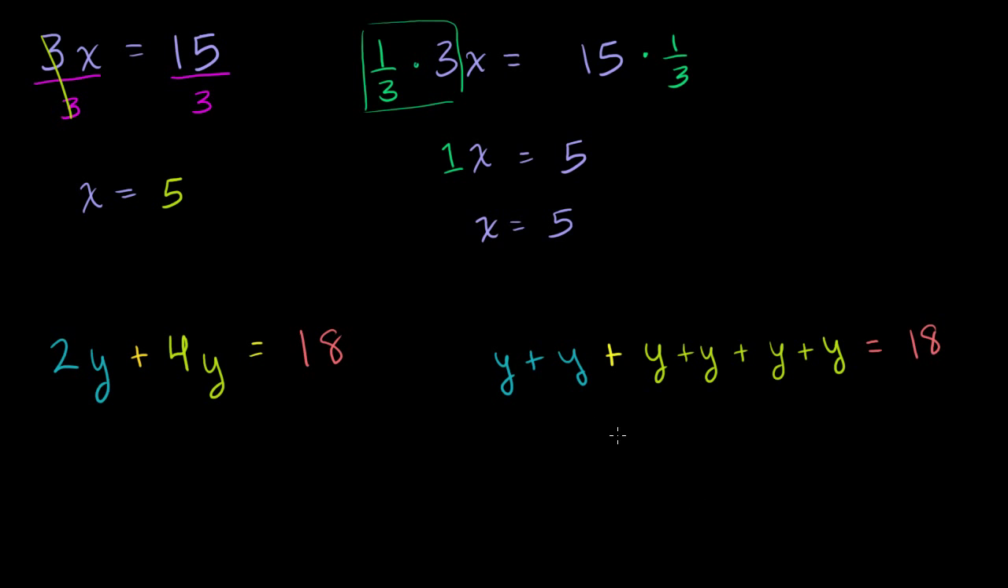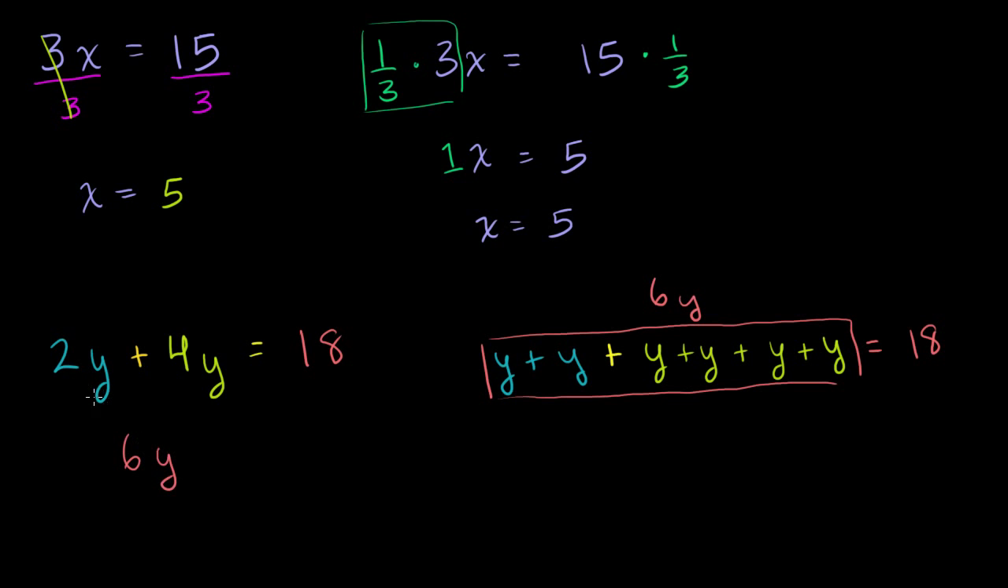So that is equal to 18. Now, how many y's do I have here on the left-hand side? I have 1, 2, 3, 4, 5, 6 y's. So you could simplify this as 6y is equal to 18. And if you think about it, it makes complete sense. The 2y plus the 4y is 6y. So 2y plus 4y is 6y, which makes sense. If I have 2 apples plus 4 apples, I'm going to have 6 apples. If I have 2 y's plus 4 y's, I'm going to have 6 y's.